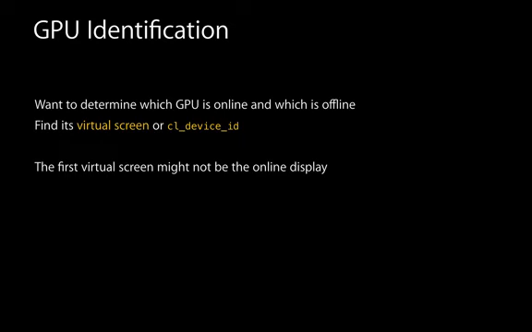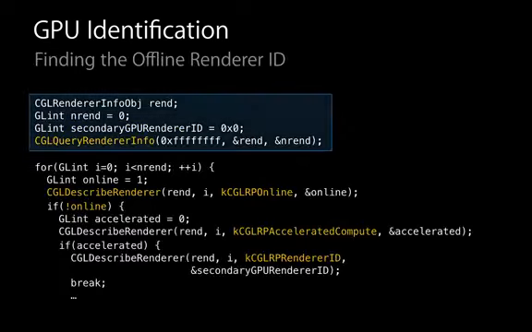So what we're trying to do here is figure out which GPU is the online one, that's the primary GPU, and which GPU is the offline one, that's the secondary GPU. And then we're going to try to figure out what its virtual screen number is if we're doing OpenGL work, or what the CL device ID is for it if we're doing OpenCL work. OK, so let's walk through some code here. This is the process that you go through to decide which GPU is the primary GPU or the secondary GPU. In this particular example, I'm going to be looking for the secondary GPU. So I'm going to go through a bunch of steps here where I issue some queries against the system to figure out which GPU is the offline GPU.